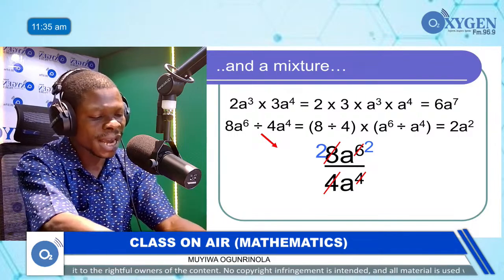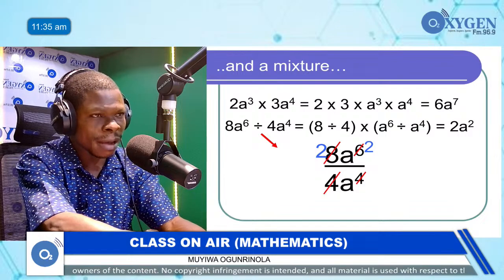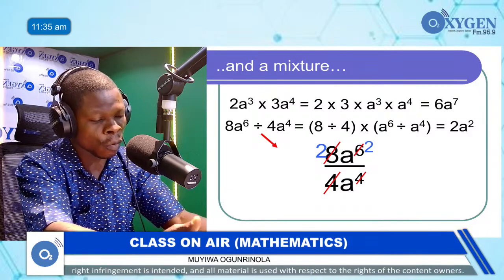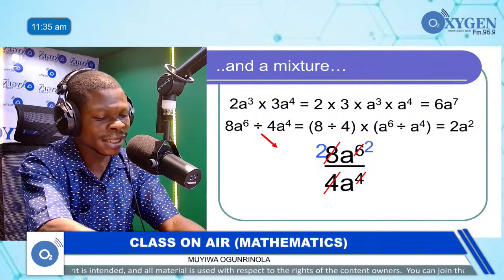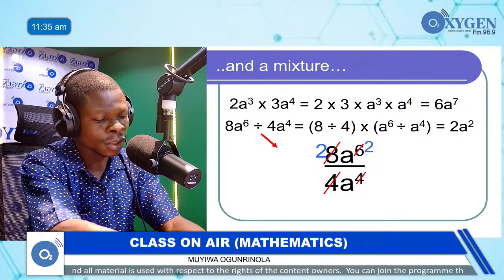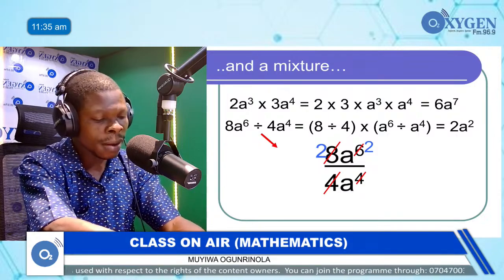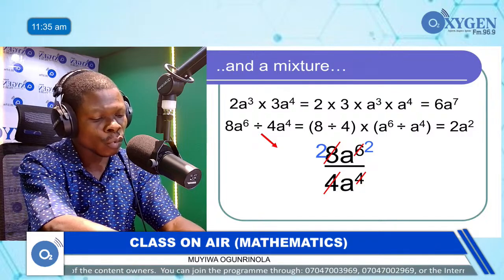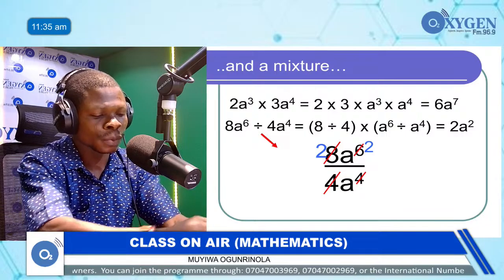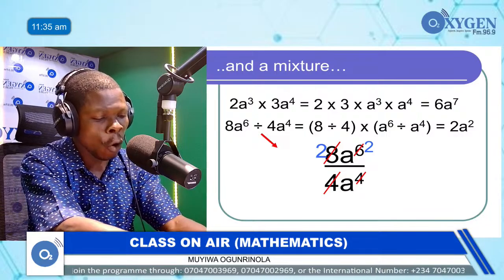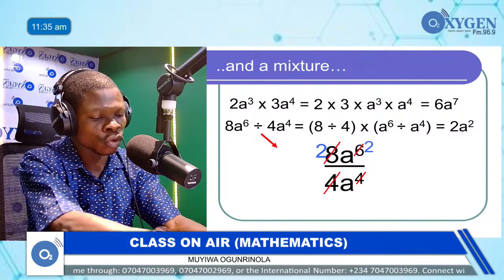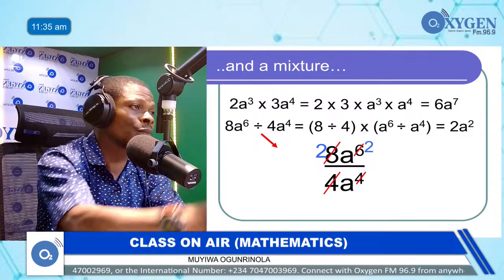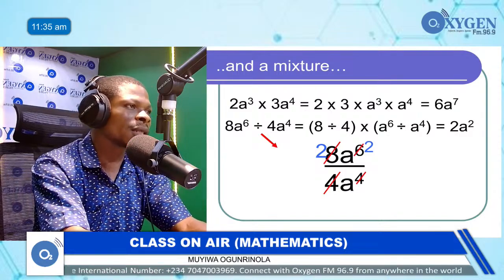So it will now be 8 divided by 4 multiplied by a raised to power 6 divided by a raised to power 4. 8 divided by 4 will give us 2. And for a raised to power 6 divided by a raised to power 4, we pick only one base, then you subtract the power. So when you remove 4 from 6, it will give us a raised to power 2. So our final answer here will now be 2a raised to power 2.